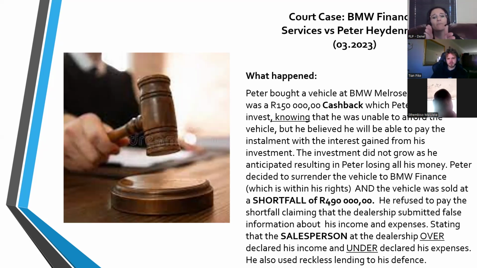So Peter bought a vehicle at BMW Melrose in 2017, and then there was 150,000 Rand cashback added to the transaction because Peter wanted to invest this money. Peter knew at that time that he was actually unable to afford this fancy car, but he thought, you know what? I'll just pay the installment with the interest that I get back from my investment. And I reminded you guys of Murphy's Law earlier on, okay? So this is what happened.